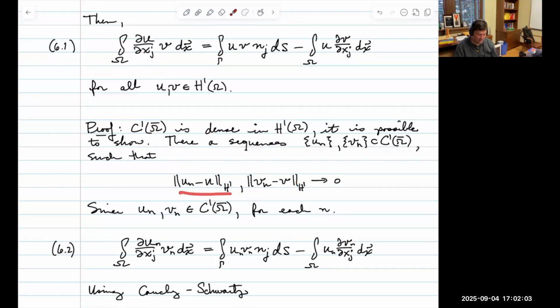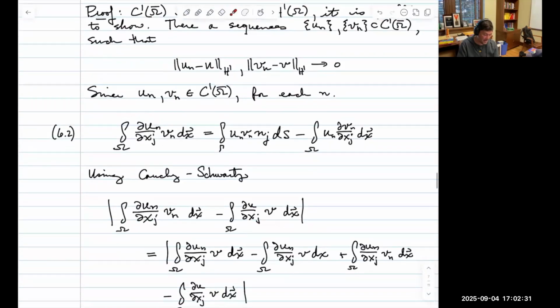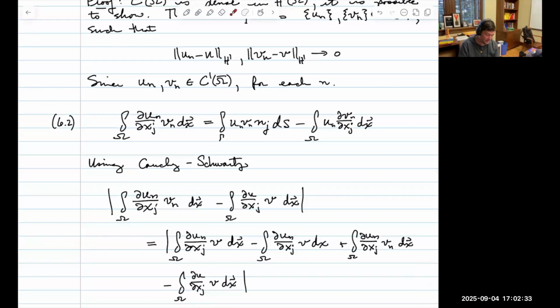So I have this type of convergence. It doesn't matter what u and v I pick from H1, I can always find a function which is getting arbitrarily close to it. And by doing that, I can generate these sequences which converge. Now, each one of the members of these sequences is in C1, right? And since they're in C1 and the boundary is Lipschitz, we know by the classical integration by parts formula that this holds for un and vn, okay?